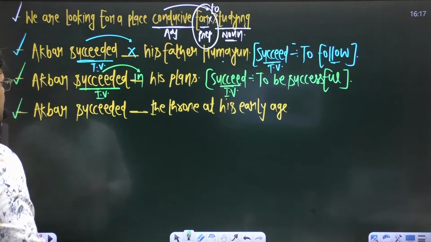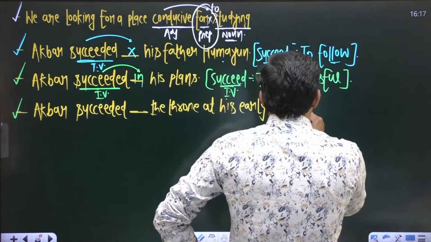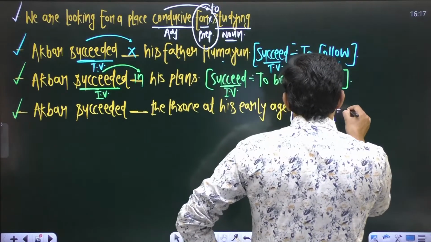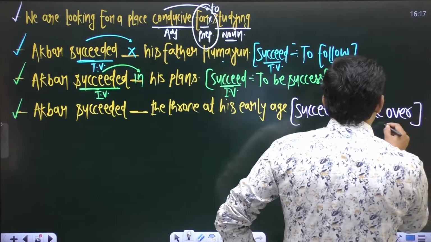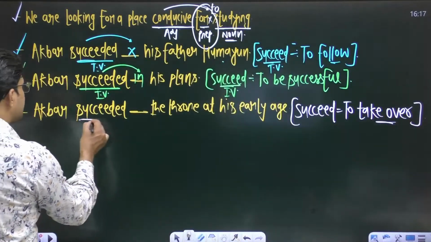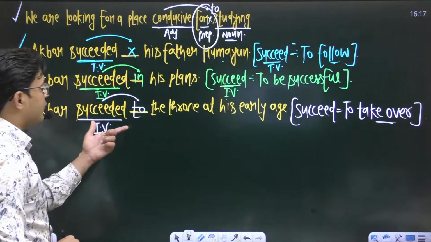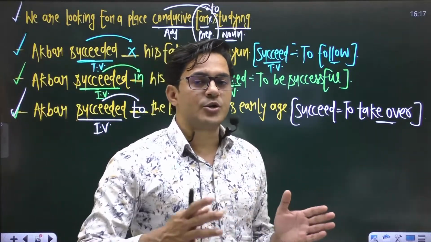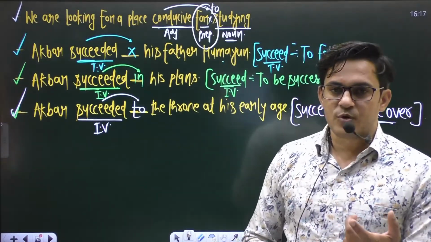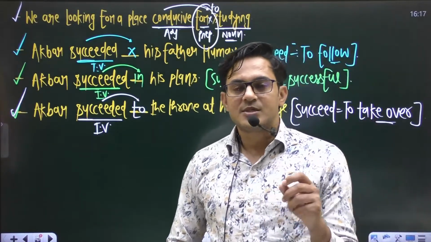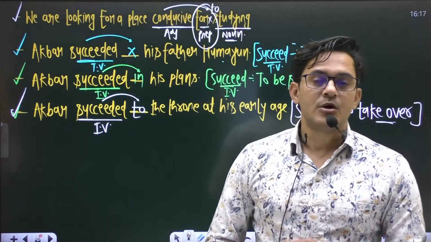But if you talk about the third sentence, make sure whenever the verb succeed shows the sense of to take over, it again becomes an intransitive verb and now we use the preposition to with succeed. We have a phrasal verb, and the phrasal verb is succeed to. Succeed to means to take over, and succeed in means to be successful. These become phrasal verbs. Succeed in means to become successful, and succeed to means to take over.